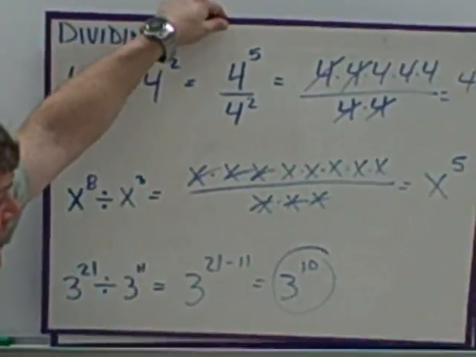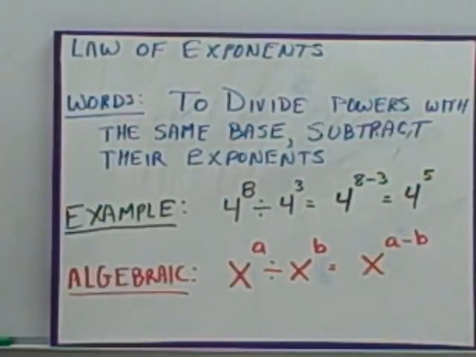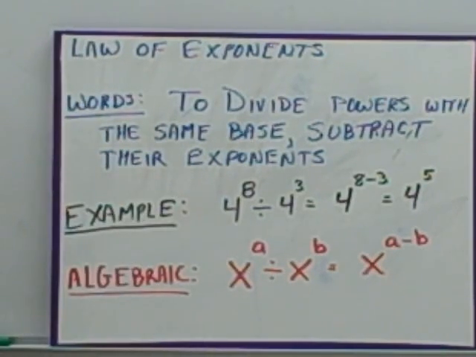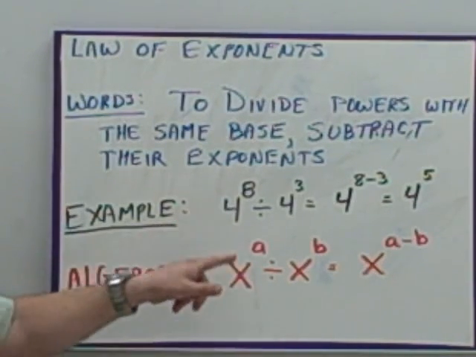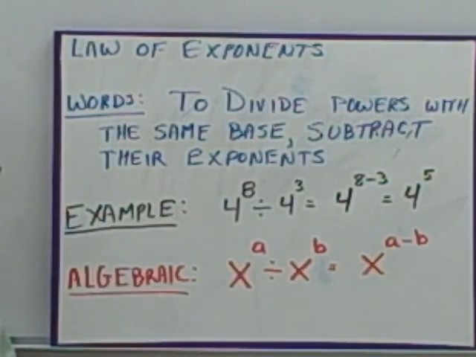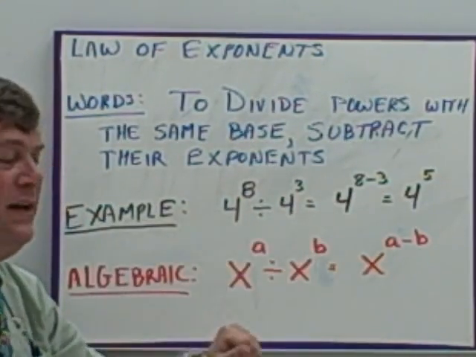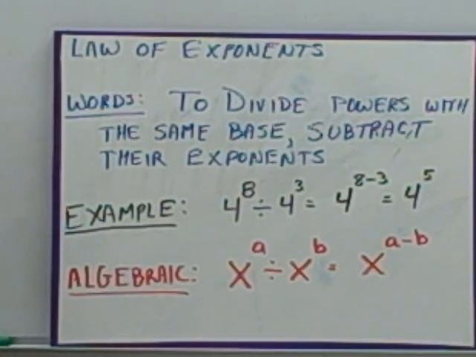Again, the best way to learn math is to do math. But before we go into that, we've got to look at the laws of exponents. The second law, or another law of exponents, is that to divide powers with the same base, subtract their exponents. 4 to the 8th power divided by 4 to the 3rd power is going to be equal to 4 to the 8 minus 3. First minus the second. I'll give you your answer there.